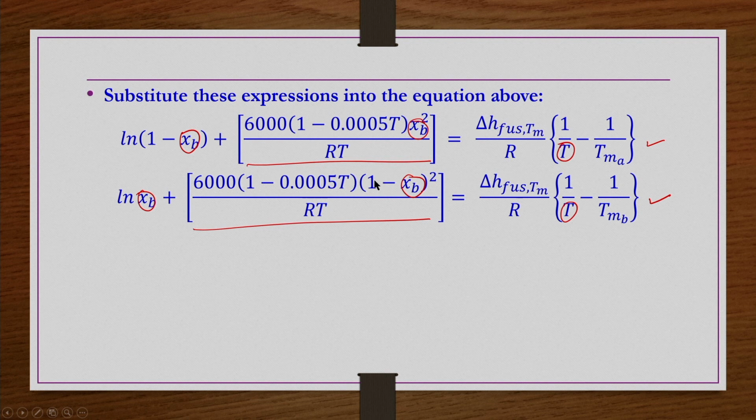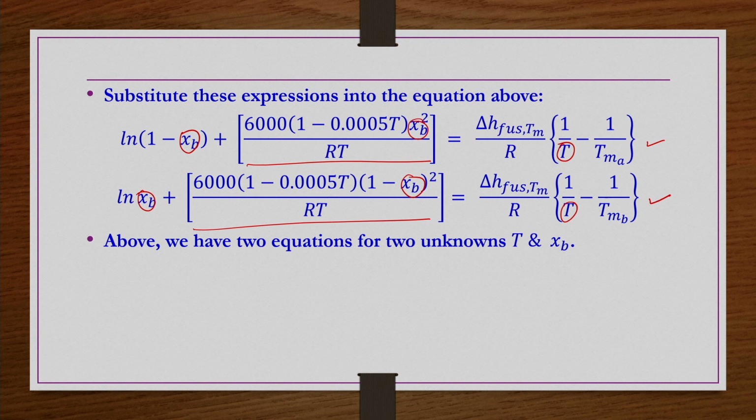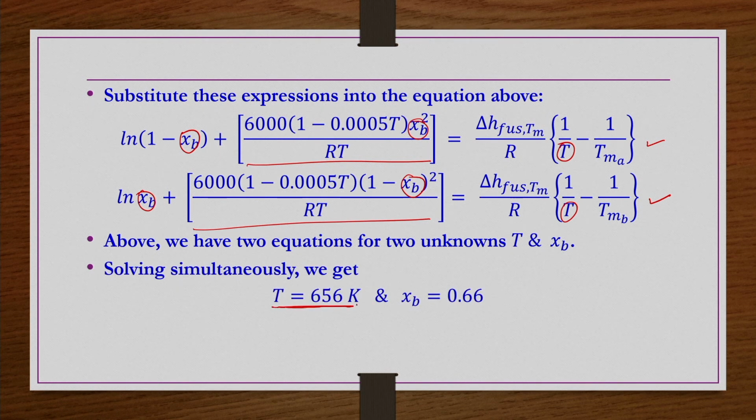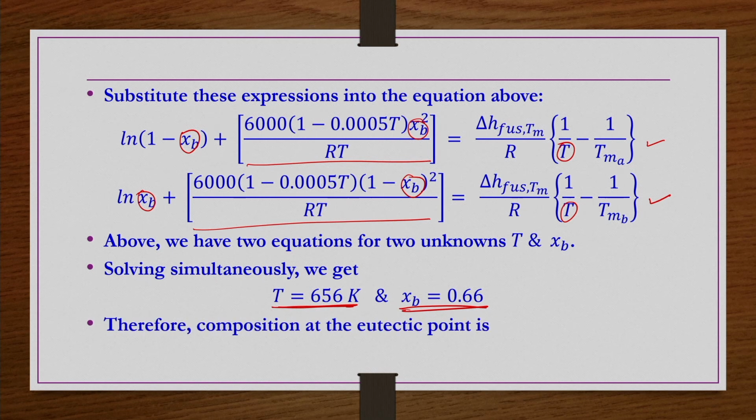So, we have two equations and two unknowns. When you solve these two equations, you get the temperature and x_B. Temperature you get 656 Kelvin and x_B you will get 0.66. So, that means the composition at the eutectic point is x_A equals 0.34 and x_B equals 0.66. Okay. This is how we can solve problems on SLE.